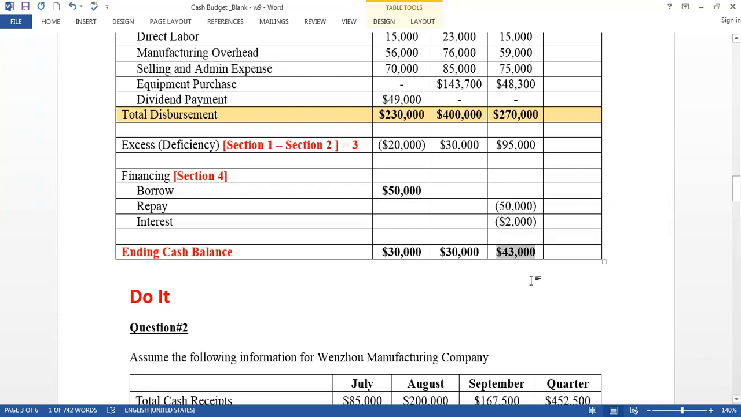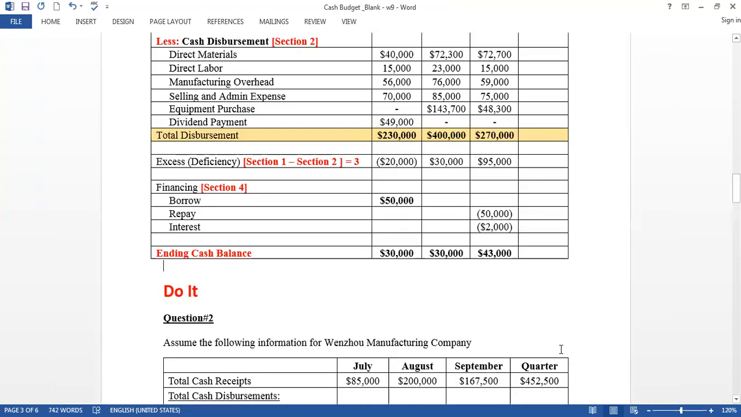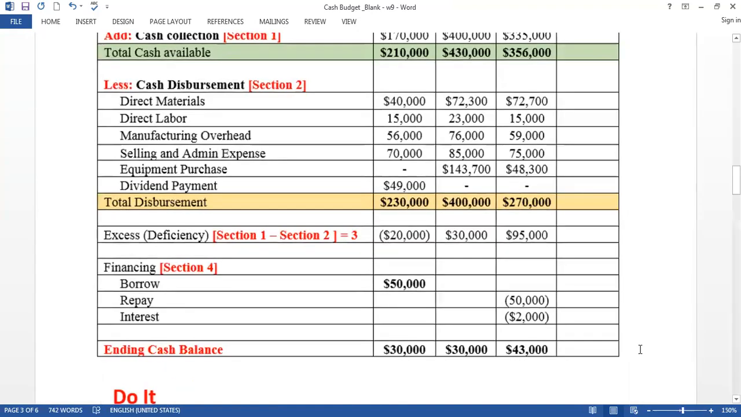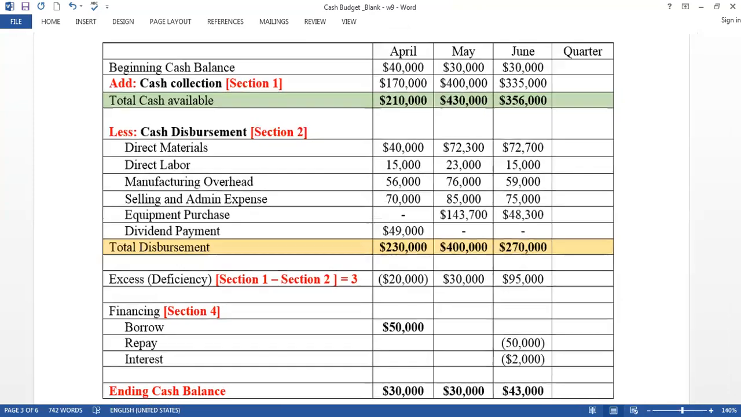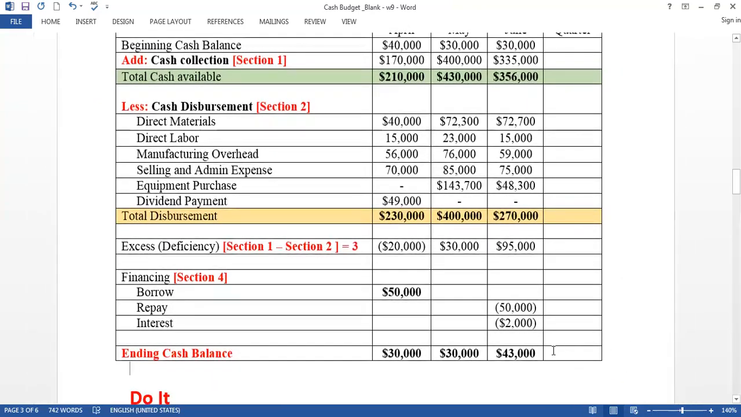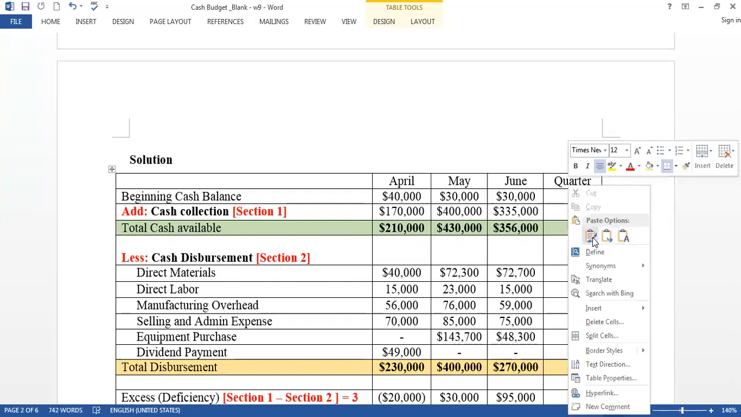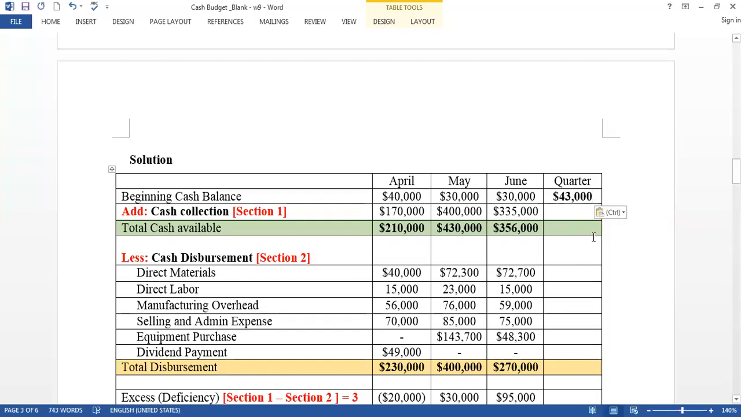$43,000. Now the quarter, right? Most of the people make the mistake. Most of the people think that this $30,000 is the end of June, the beginning of the quarter. Is it accurate or not? No, it is a mistake, right?